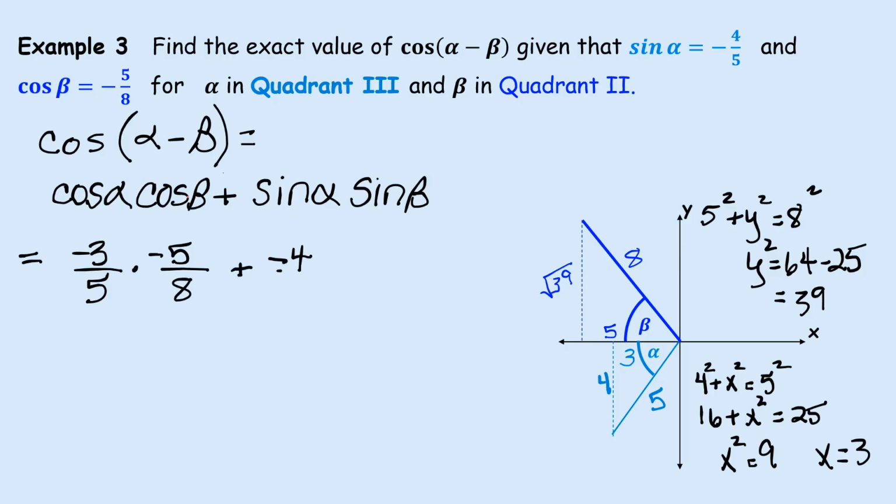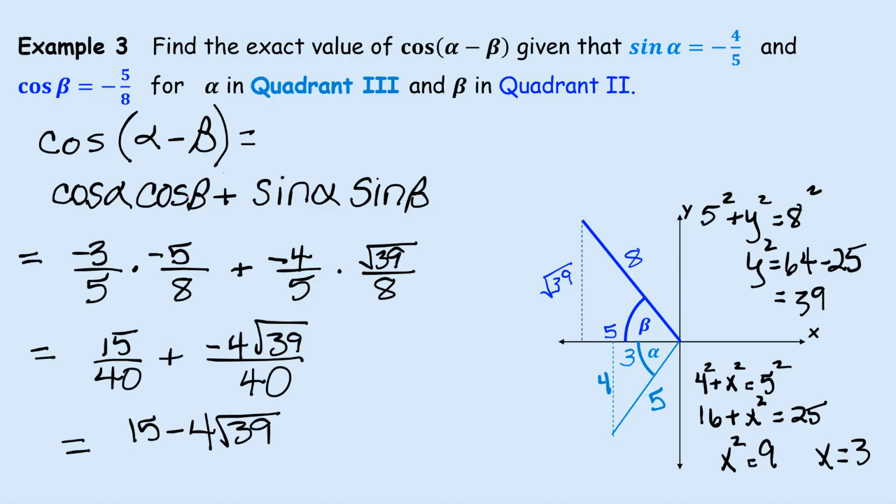And then you've got sine alpha. Alpha is in the third quadrant, so it is negative, and it's opposite over hypotenuse, negative 4/5. And then sine beta in the second quadrant is going to be positive. Sine is positive in the second quadrant. And so that's square root of 39/8. And there you just multiply it out, add it up, and you are done. So that's 15 minus 4 square root of 39/40. And that cannot be reduced.